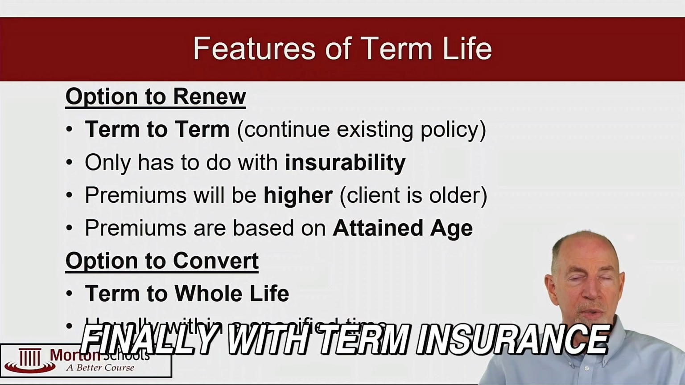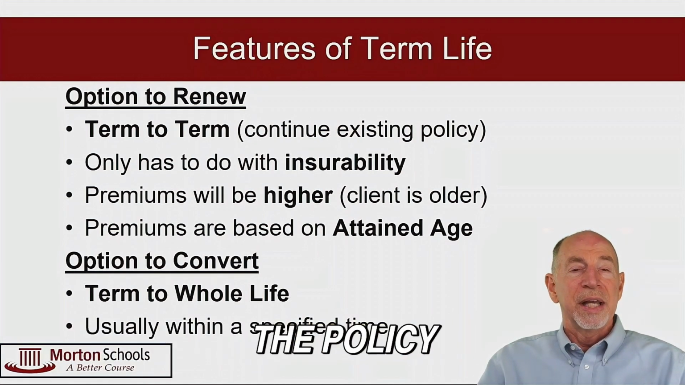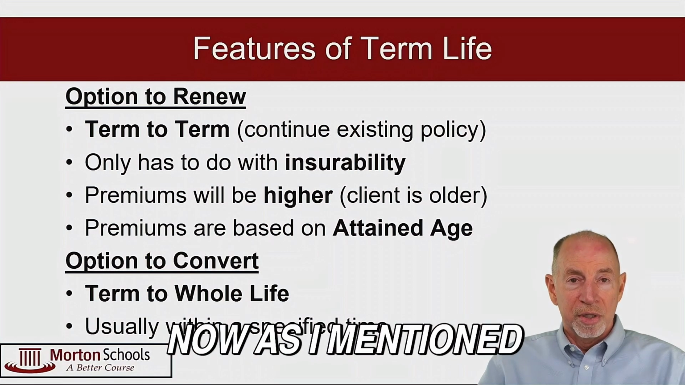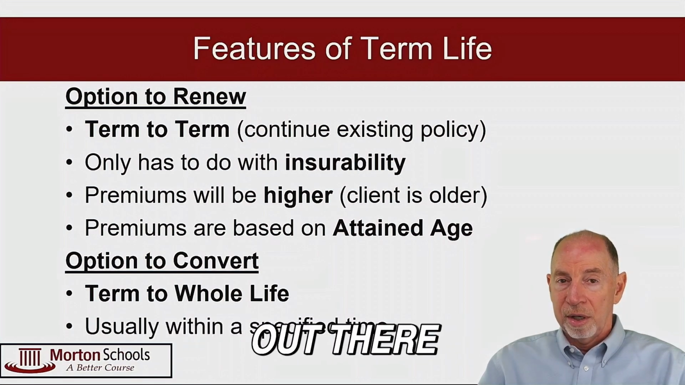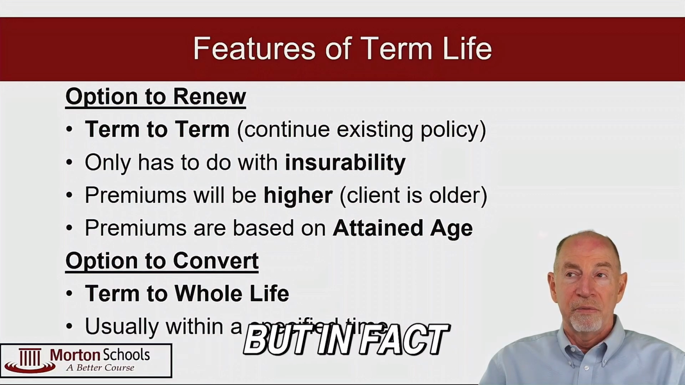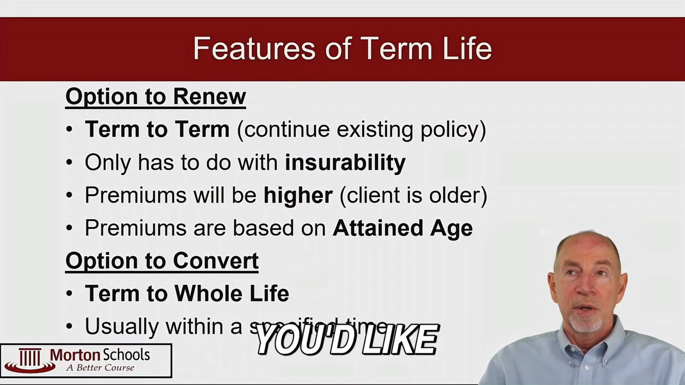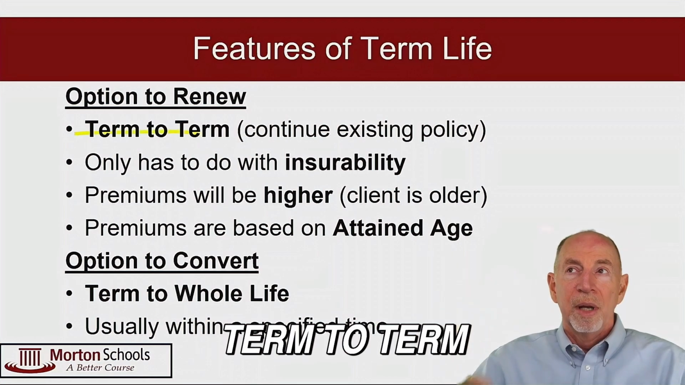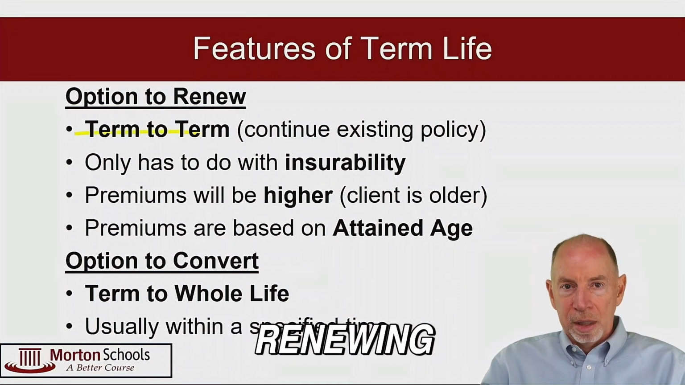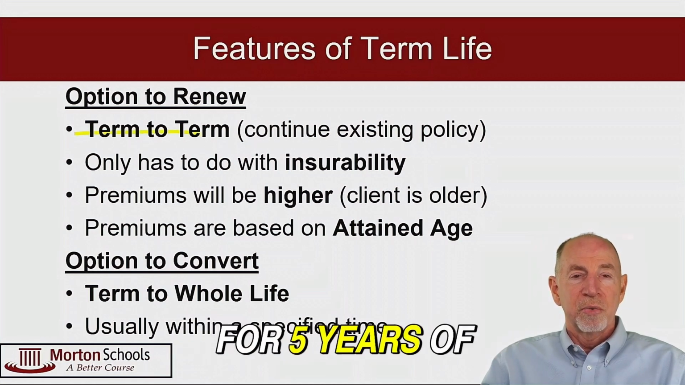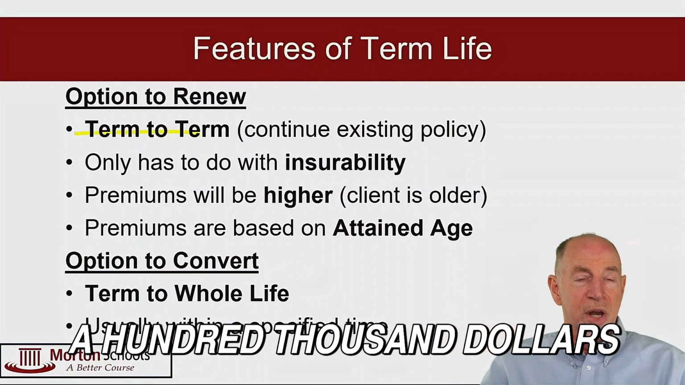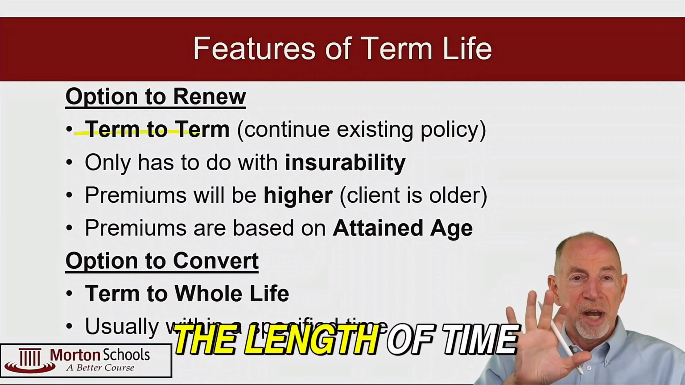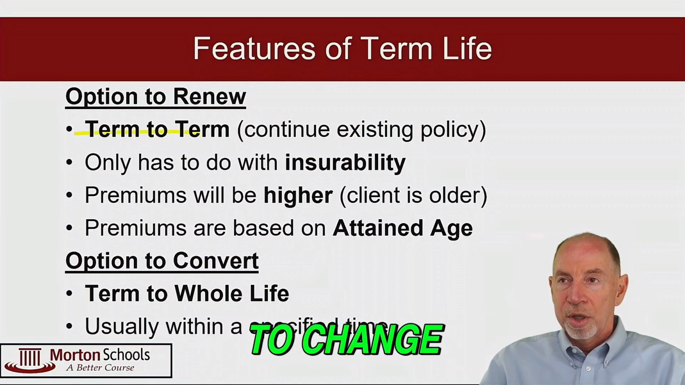And then finally with term insurance, at the end of the policy, if you want to renew the policy, you're going to get the option to renew. Now, as I mentioned, this is included with almost every term policy out there. So we think of these as temporary policies, but in fact, you can keep them going typically for as long as you'd like by renewing. And when you renew, you go from term to term. And you're essentially renewing the contract. So if the policy was for 5 years of $100,000 of term insurance, when you renew, you're going to get another 5 years and another $100,000. The length of time, the term, and the amount of coverage is not going to change.